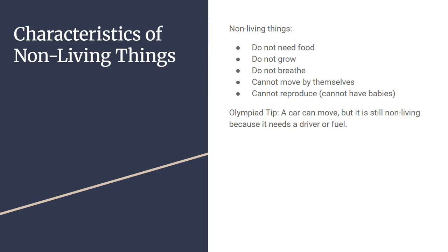What are the characteristics of non-living things? They do not need food. They do not grow. They do not breathe. They cannot move by themselves. And they cannot reproduce. They cannot have babies. So this is about the characteristics of living and non-living things.